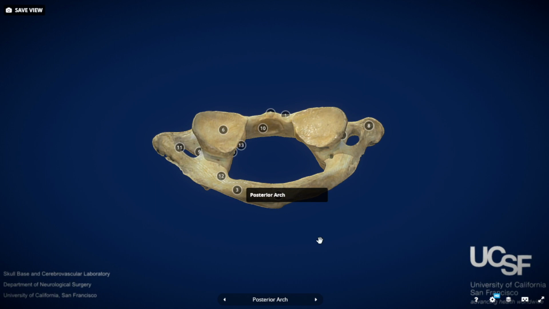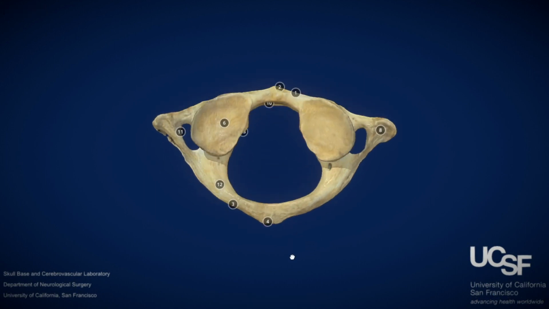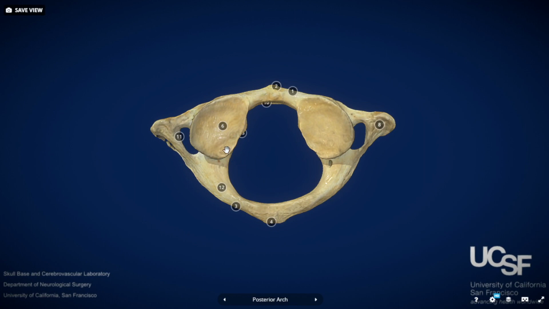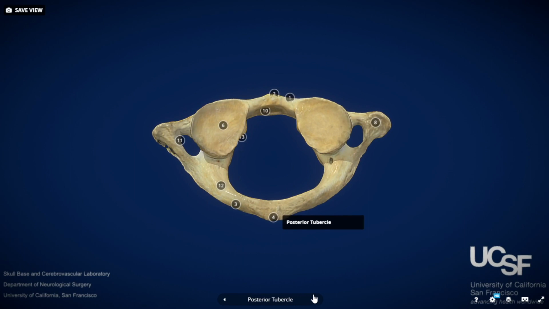Then we have the posterior arch, which from a superior perspective we can see forms the posterior 2/3 of the circumference of the vertebral foramen. The posterior arch also has a tubercle, which is the posterior tubercle. The posterior tubercle serves as an attachment point for the rectus minor muscle and the occipital membrane. Both ligamenta flava also attach to the inferior borders of this region.